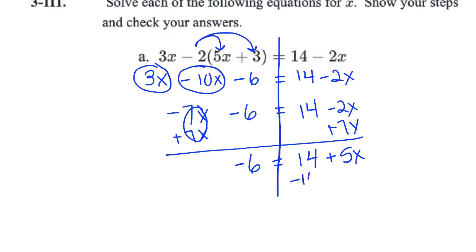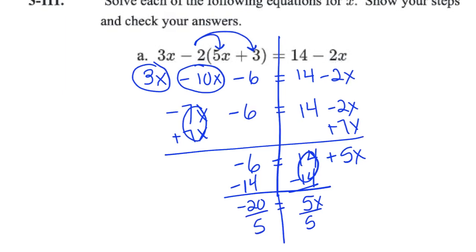So I'm going to get rid of this positive 14 by taking 14 away, doing it to both sides. Negative 6 minus 14 is negative 20. Positive 14 take away 14. I still have 5x. I've got 5 x's and I want to get them all by themselves, so I'm going to put them into 5 different piles.